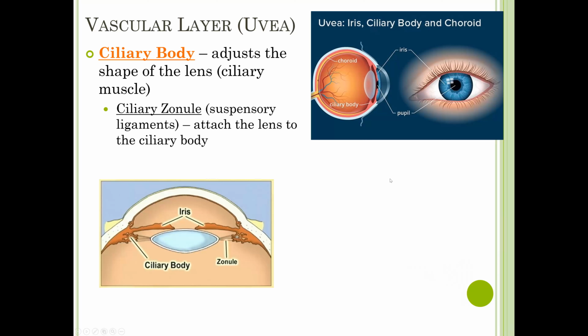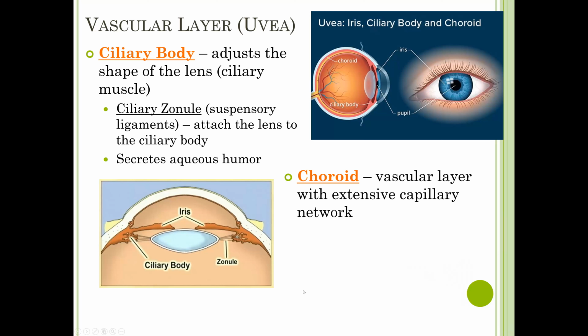The ciliary zonule, also called the suspensory ligaments, are these little small ligaments that stretch from the ciliary body itself to the lens, and so they hold the lens in place to make sure that it stays right behind the pupil. So light's going to pass through the cornea, then through the pupil, then through the lens. The ciliary body also secretes aqueous humor, which we're going to discuss in the section on the chambers of the eye.